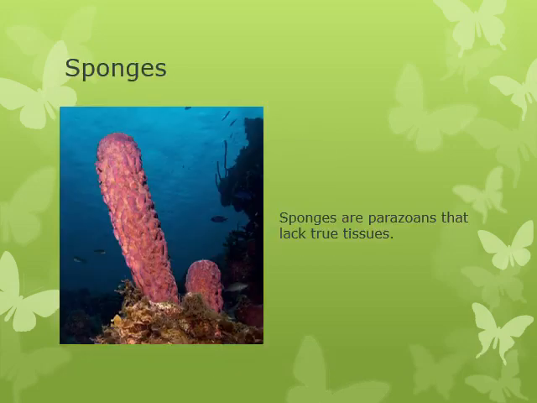Talk a bit about sponges. Sponges live in the ocean. Imagine what the sea level would be like if there were no sponges. They are parazoans, and they lack true tissues. So these guys don't have specialized cell types. They're individual cells working together.